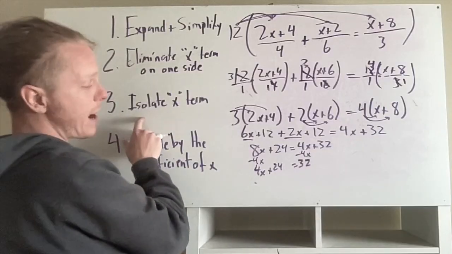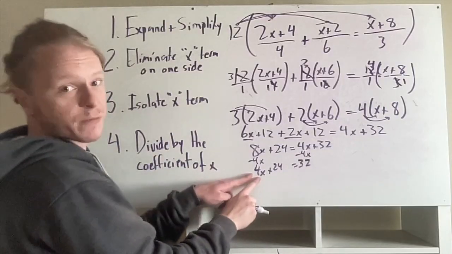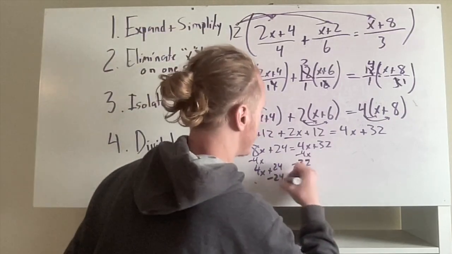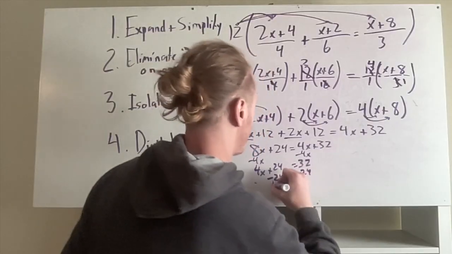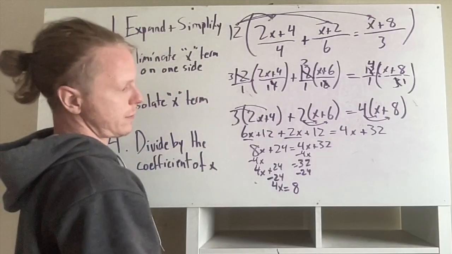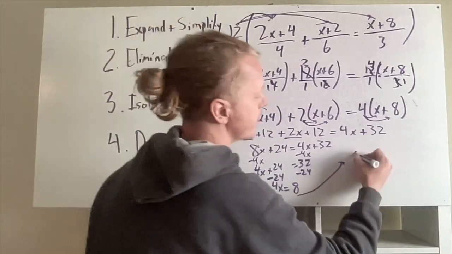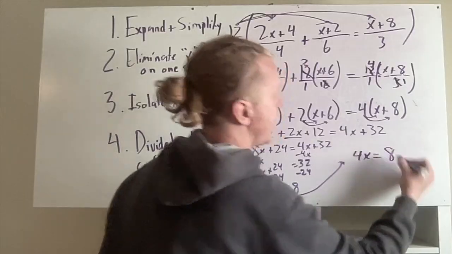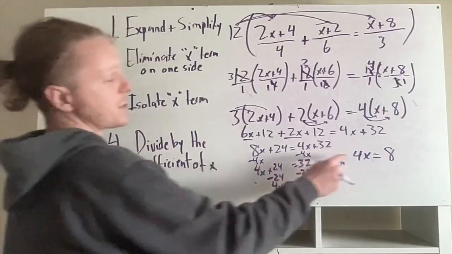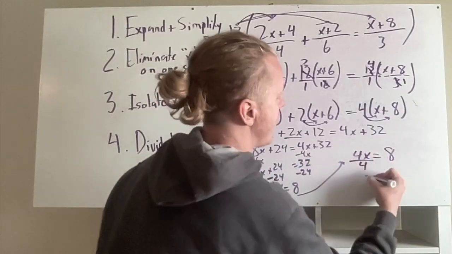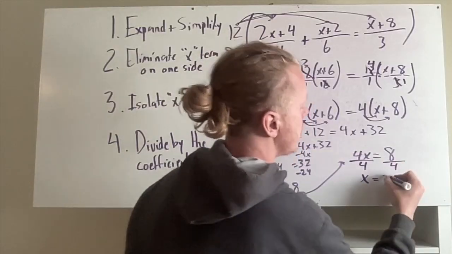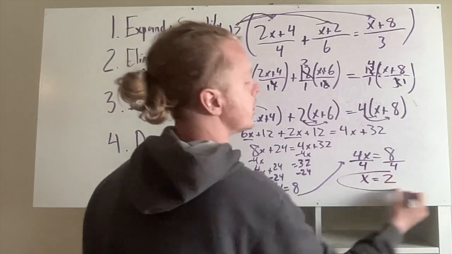Isolate our x term. We want our x term alone. What's stopping 4x from being alone? Plus 24. So let's subtract 24, and we get that 4x equals 8. Right, we're running out of space a little bit. Let's move it over here. 4x equals 8. Our last step, step 4, divide by the coefficient of x. So we divide both sides by 4, and that gets us from 4x down to just x, which is what we were looking for. And 8 divided by 4 gives me 2.